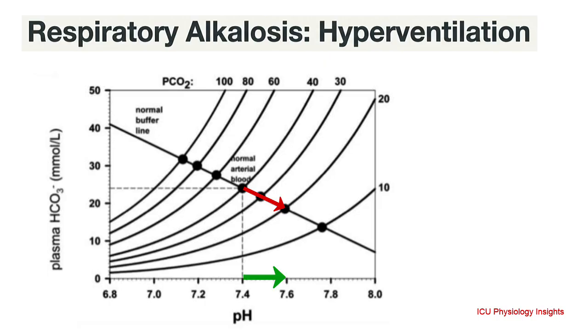And again, the kidneys will step in to try and correct this. They'll start to excrete bicarbonate. This metabolic compensation moves the point down along that new lower PCO2 isopleth. And what does that do? It pulls the elevated pH back down towards the normal range.